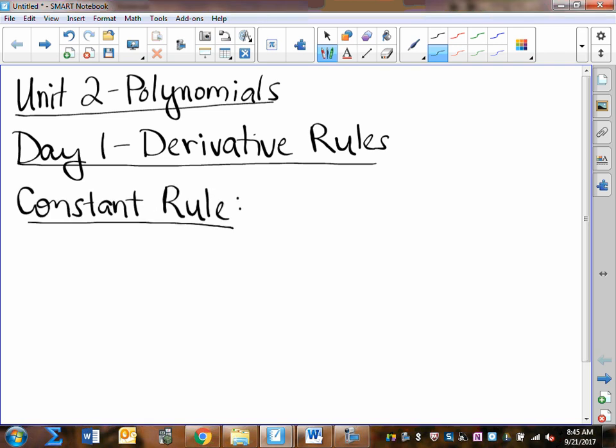And our constant rule is pretty basic. It says that the derivative, d dx, of any constant, we'll call it c. Again, remember this d dx means take the derivative with respect to x. That means take the derivative of this function here. So c is just some constant, 10, negative 1,000, 1.2. The derivative of any constant is 0.